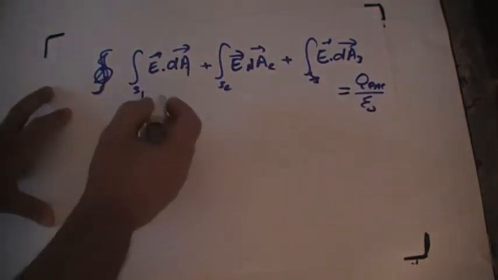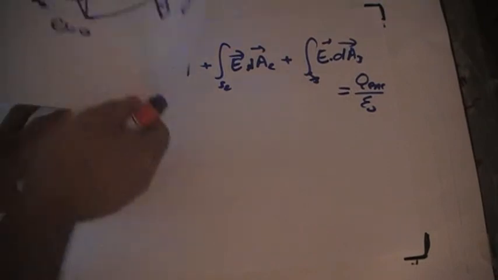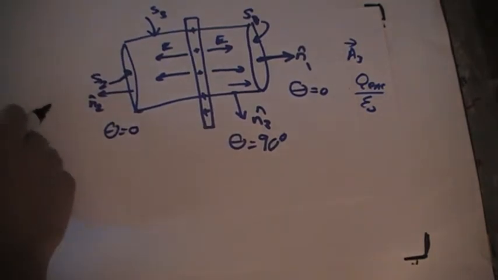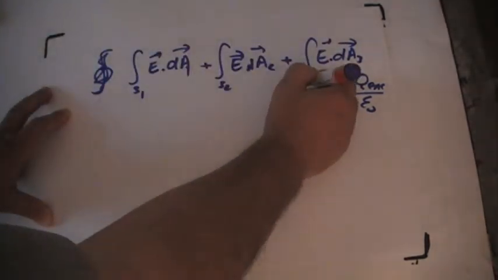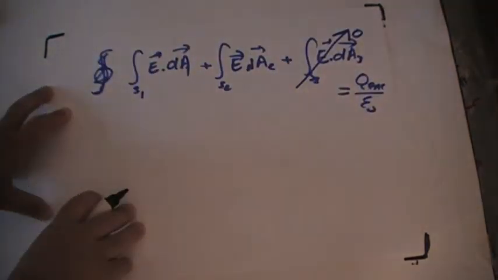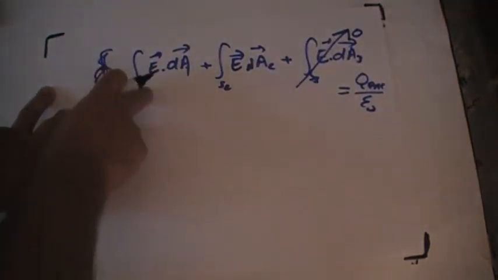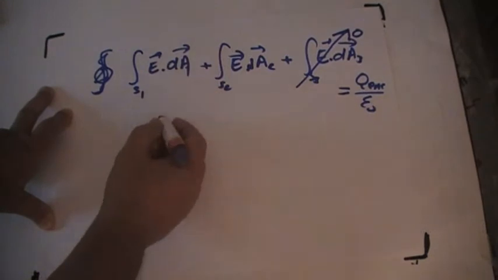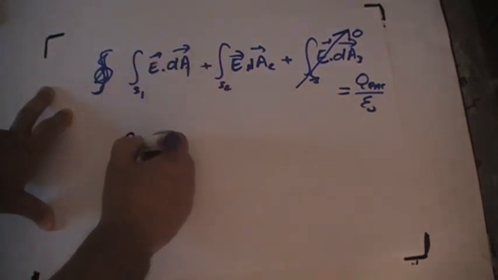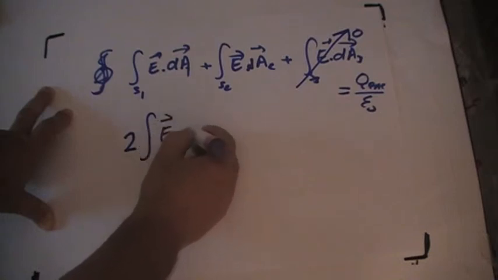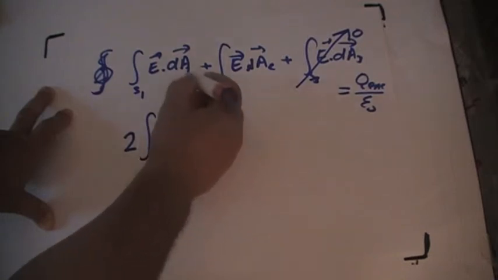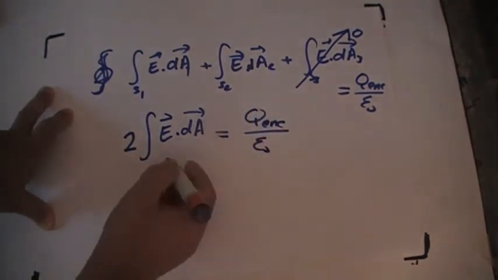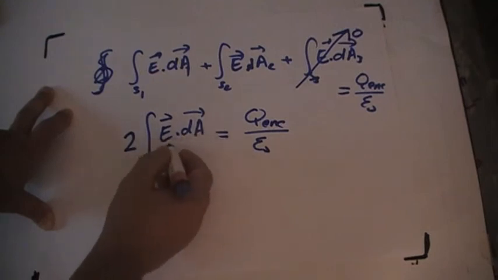Now since we know from the angles that this is 0, this is 0, and this is 90, cosine 90 is 0, which means that surface 3 gives a 0 contribution to the electric field. And the electric field on both sides will be the same. The angle is the same, everything is the same. So for S1 and S2, I'm just going to say E dA is equal to Q enclosed over epsilon naught, rather than separate A1 and A2, because they're the same. And the angle here in both cases is 0.